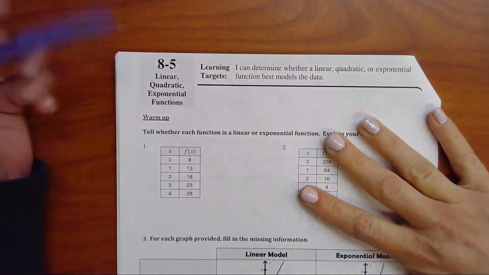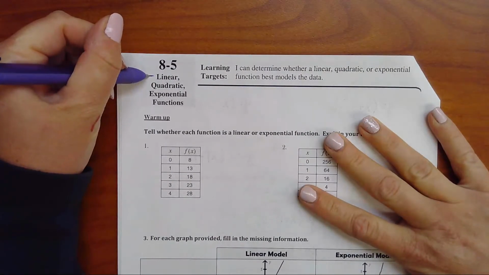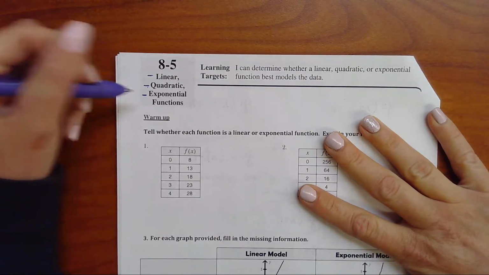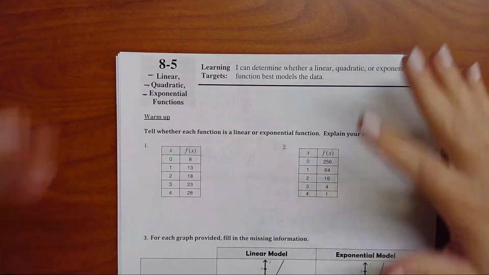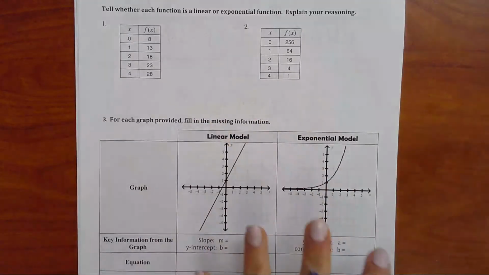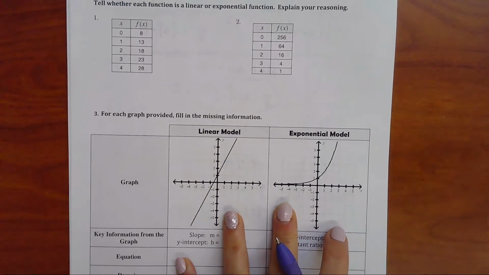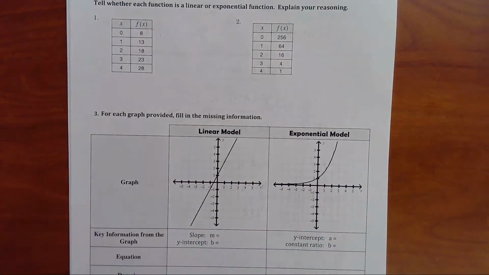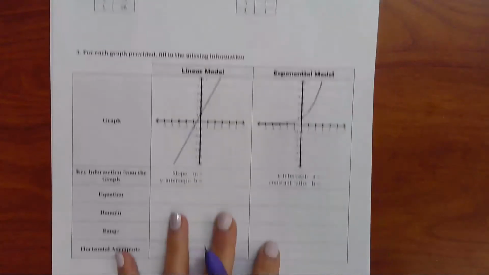Okay, so what we're doing in this section is we're bringing together everything that we've done so far, pretty much in Algebra 1. We're going to be comparing linear, quadratic, and exponential functions. So it's going to be a little bit of everything. And you're going to be looking at tables, you're going to be looking at graphs, and you're going to be writing equations. So I'm going to try to keep this short and sweet, but we'll see how this goes.